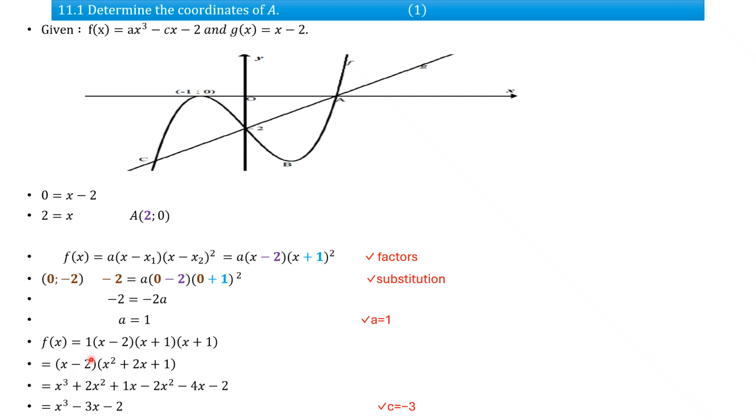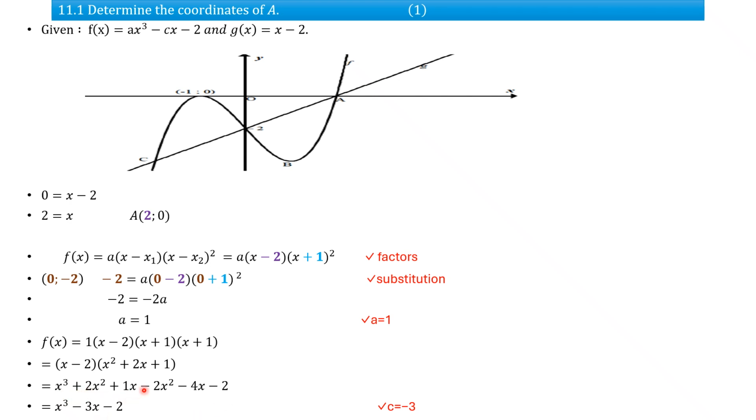Then from there, x times x squared is x cubed. x times 2x gives me 2x squared. x times 1 gives me 1x. Minus 2 times x squared gives me minus 2x squared. Minus 2 times positive 2x gives me minus 4x. Minus 2 times 1 would give me negative 2. That then stays x cubed and negative 2.